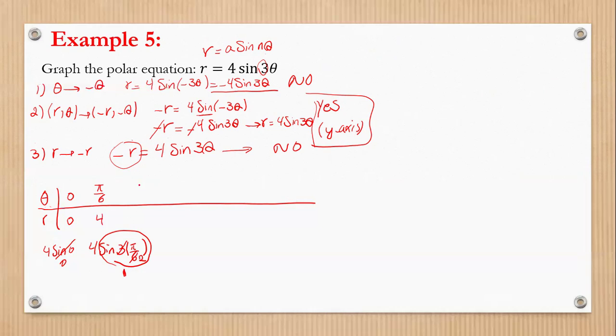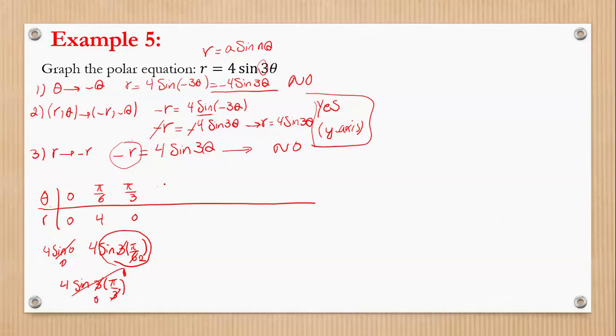If I replace theta by pi over 3, so 4 sine of 3 times pi over 3. The 3s cancel each other, and I will have sine of pi. Sine of pi, or sine of 180 degrees, is 0, and 0 times 4 is 0 again.